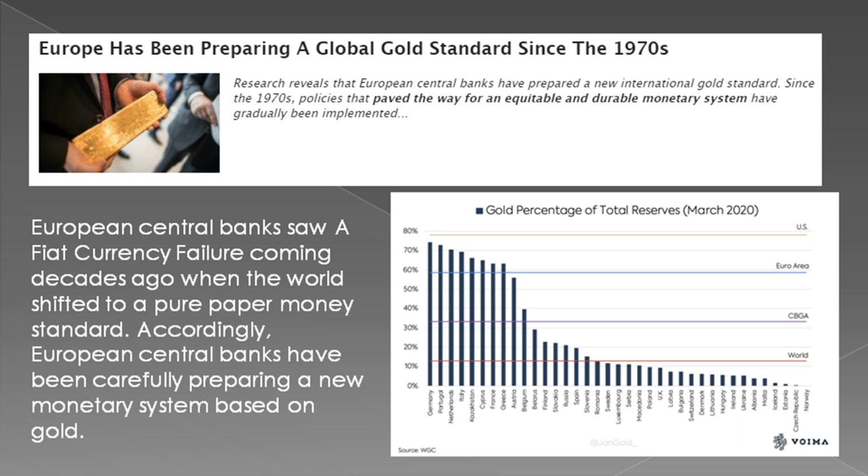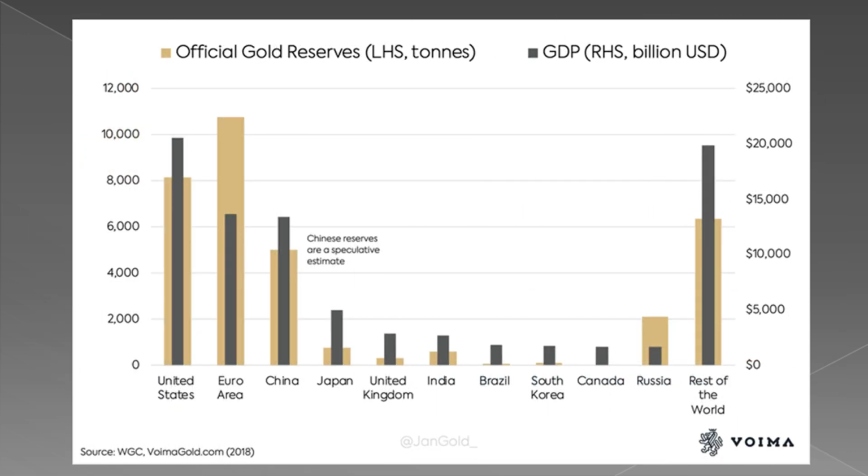According to recently circulated papers, European central banks saw a fiat currency failure coming decades ago when the world shifted to a pure paper money standard. Accordingly, the European central banks have been carefully preparing a new monetary system based on gold. As the chart shows, the euro area has a much larger gold percentage of its total reserves than most of the world. The EU stands out in this chart, especially when you consider that it is highly likely that the U.S. gold reserves were leased out years ago and only exist on paper and cannot be physically produced other than in the form of credit from gold bullion banks.